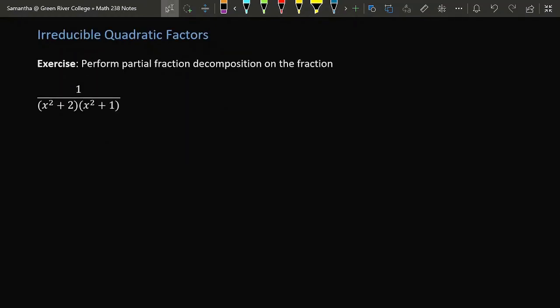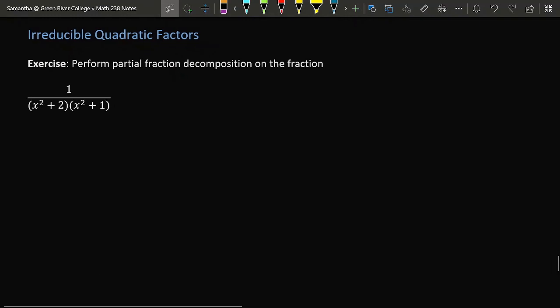In another case, your denominator might have factors which are quadratic and which cannot be factored any further unless you stray into the territory of complex numbers. For example, here, we're trying to decompose 1 over (x squared plus 2) times (x squared plus 1). And neither x squared plus 2 nor x squared plus 1 can be factored any further. So we would call them irreducible.